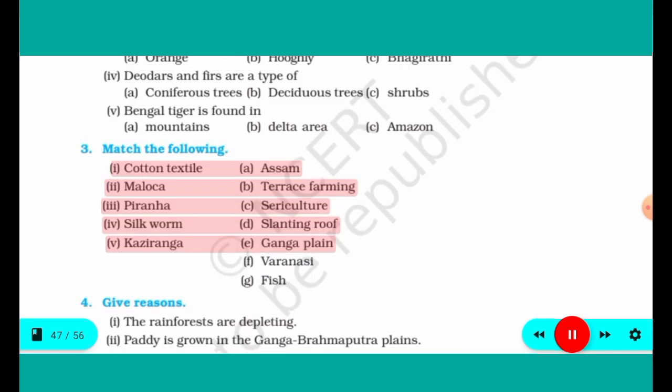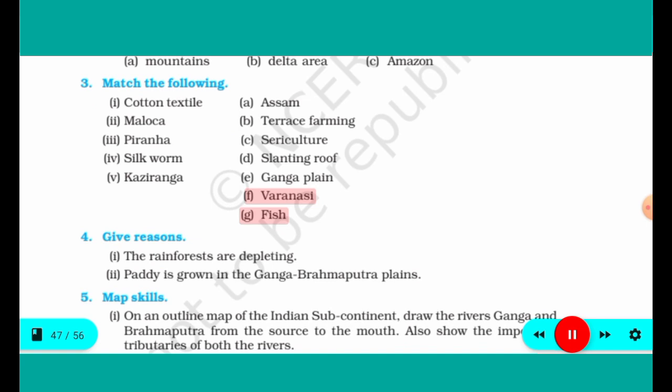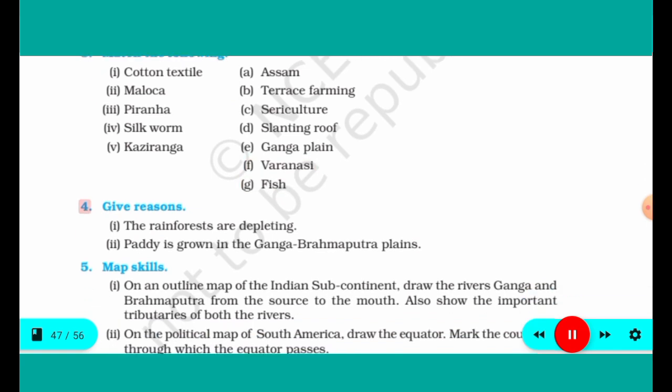3. Match the following. I. Cotton textile. A. Assam. II. Maloka. B. Terrace farming. III. Piranha. C. Sericulture. IV. Silkworm. D. Slanting roof. V. Kaziranga. E. Ganga plain. F. Varanasi. G. Fish.